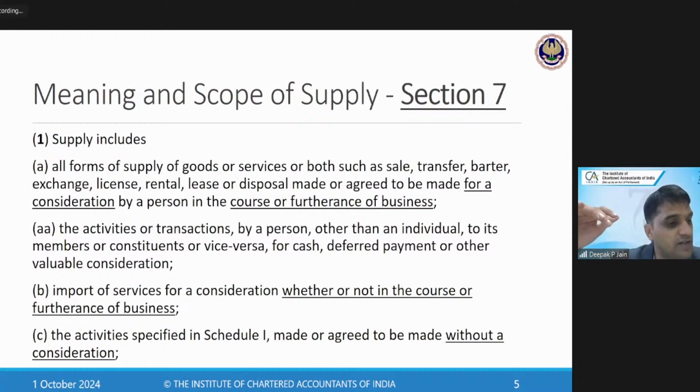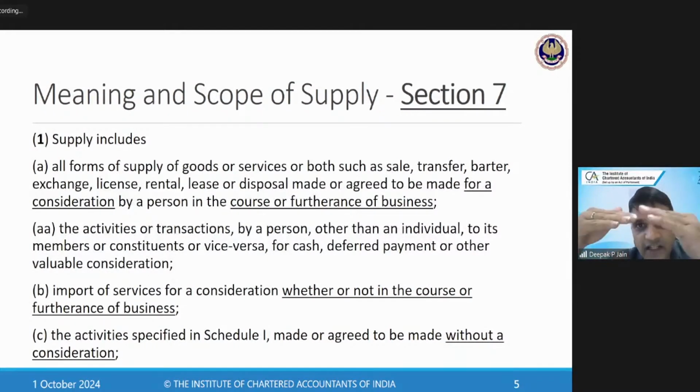Then we moved into the exceptions. The first exception is through 7(1)(b), wherein, in case of import of services, you don't need it to be in the course or furtherance of business. It can be not in the course or furtherance of business, and still GST will be leviable. This was the first exception, where it is not in the course or furtherance of business, that is, import of service. The second is when it is in the course of business, but if there is no consideration, it is still a supply. What can that situation be? Those situations are specified in Schedule 1. So 7(1)(a) we read, 7(1)(b), then 7(1)(c).